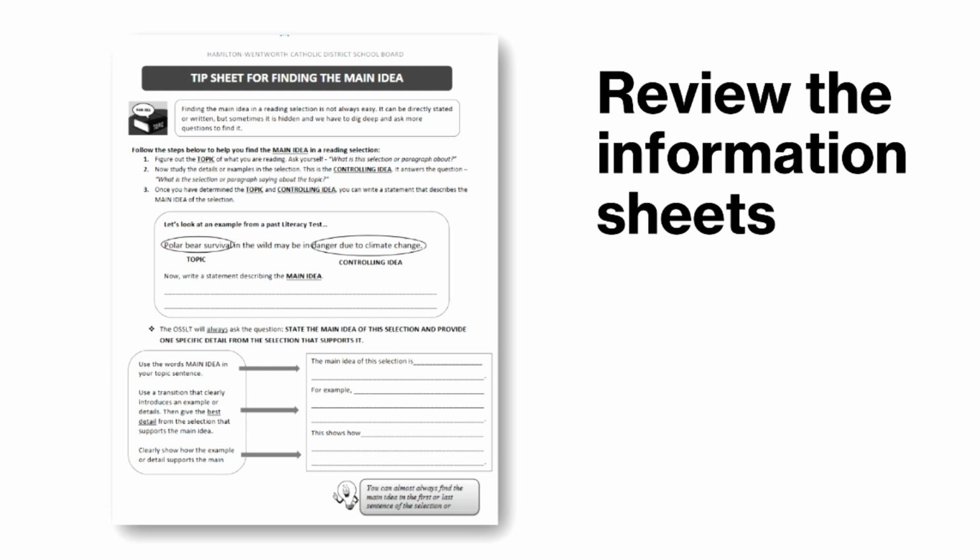So for example, if you look at the sentence that is on the sheet, the sentence says, and this was from an actual past literacy test, polar bear survival in the wild may be in danger due to climate change. So the topic is polar bear survival, and the controlling idea is how their lives are in danger due to climate change. From that, you write a statement that could be considered the main idea.